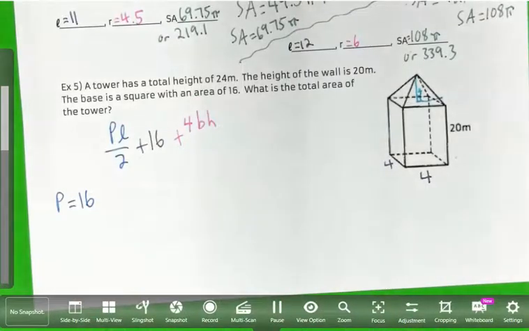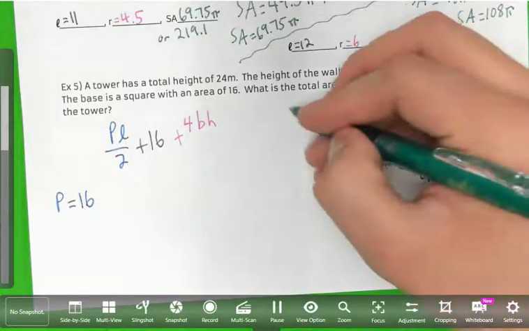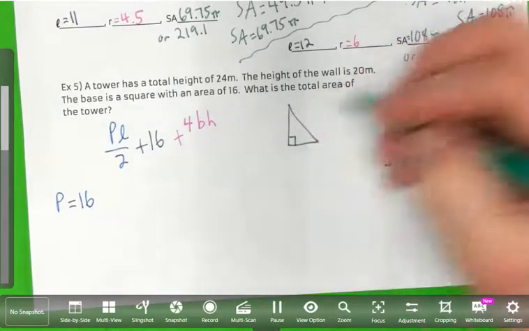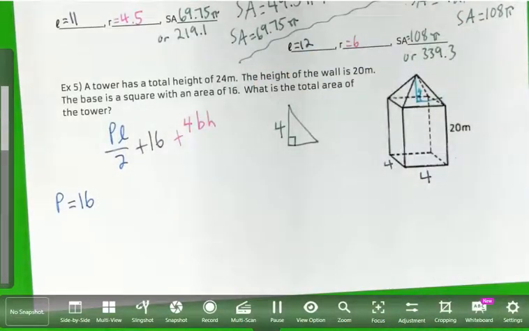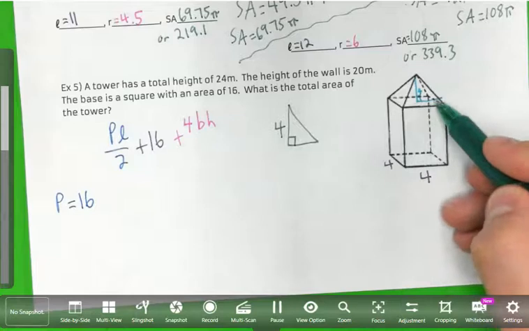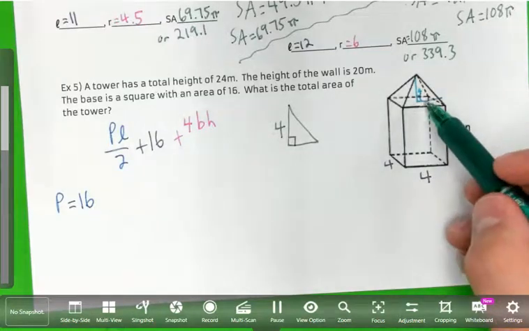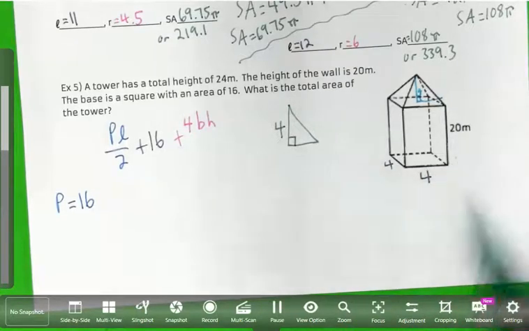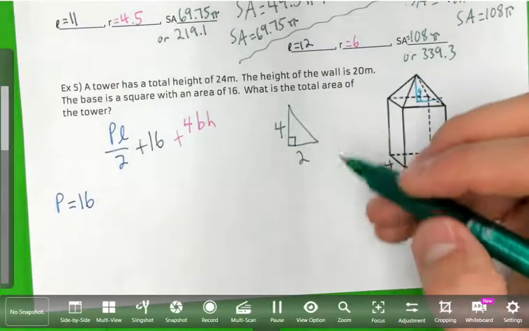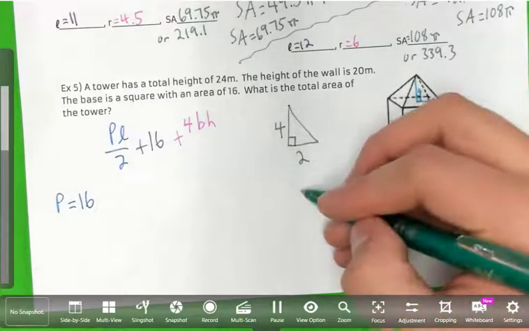And then for lateral height, we will need to use a little bit of Pythagorean theorem. So let's go ahead and we can redraw this triangle a little bigger. We know that this height is 4 because the total height is 24, and we did 24 minus 20. Then as for this, just like with a previous problem, this base is only going to be half of the total side, so that's going to be 2. And then we can go ahead and use the Pythagorean theorem from here.